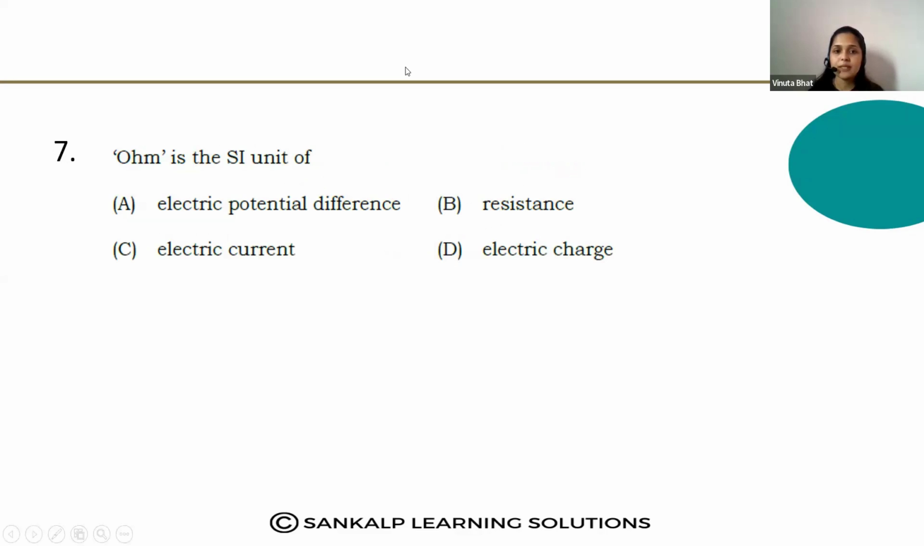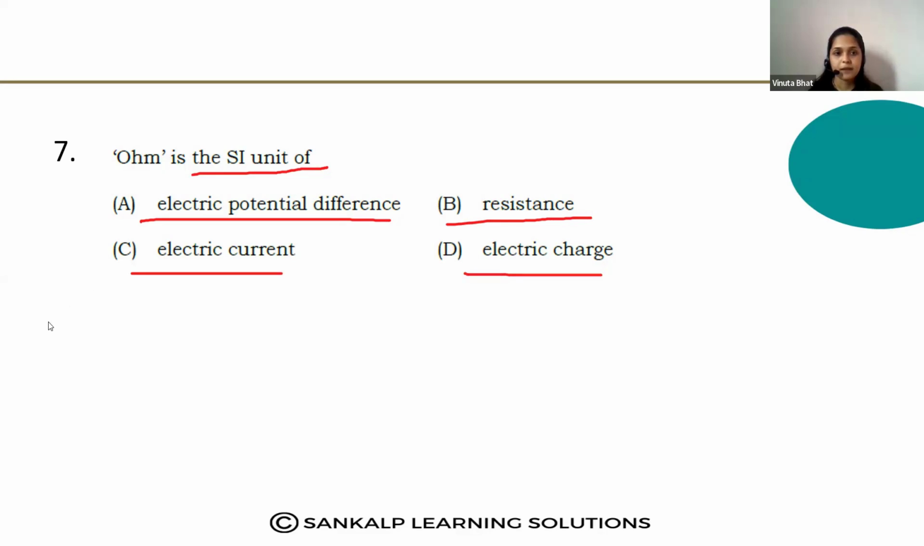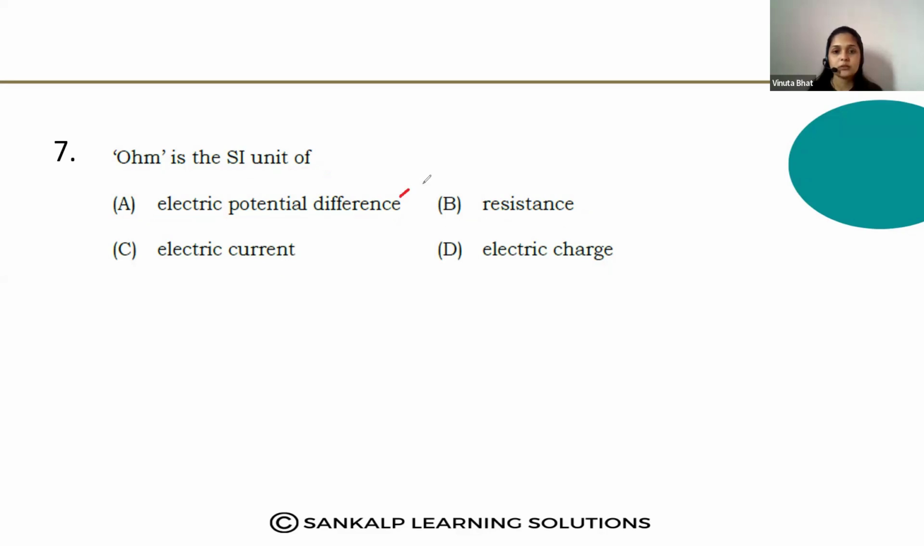Next question. Ohm is the SI unit of: option A, electric potential difference; option B, resistance; option C, electric current; option D, electric charge. Volt is the SI unit of the potential difference. For electric current, the unit is ampere.